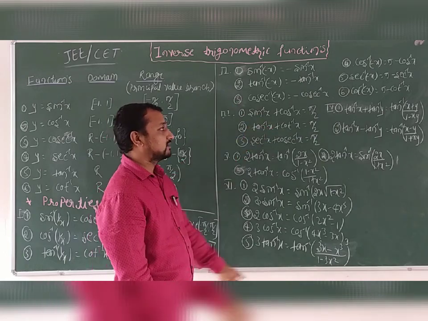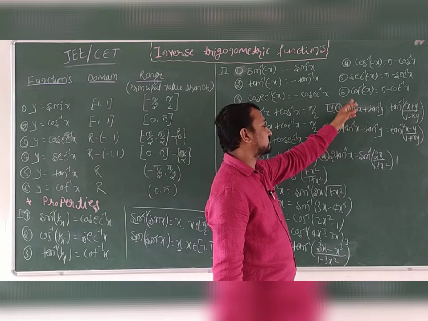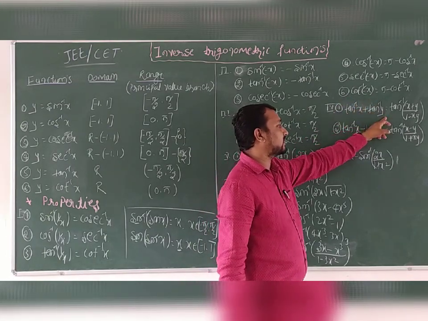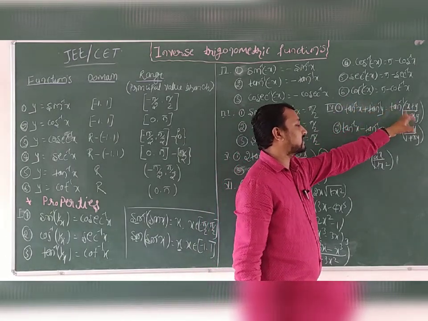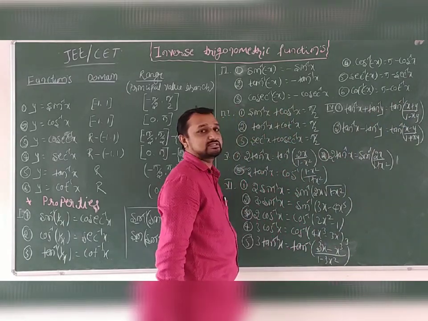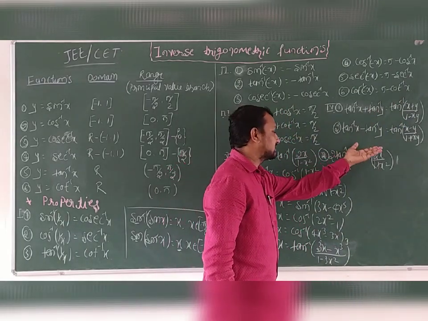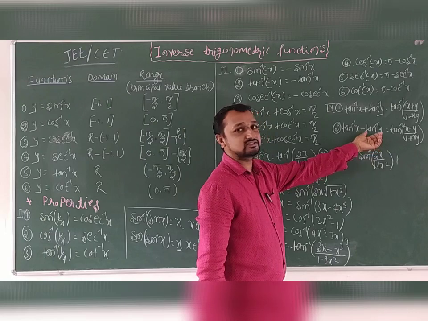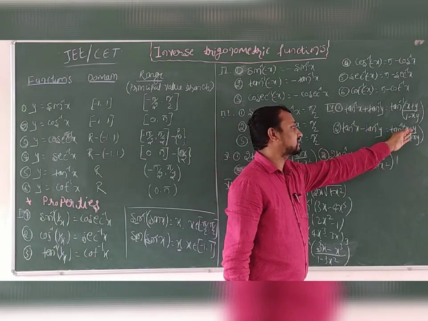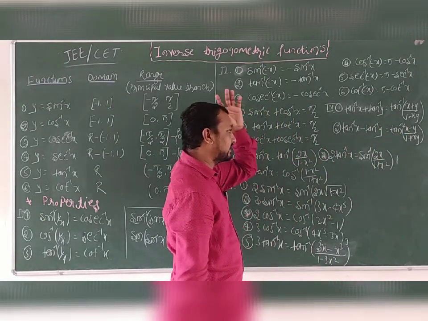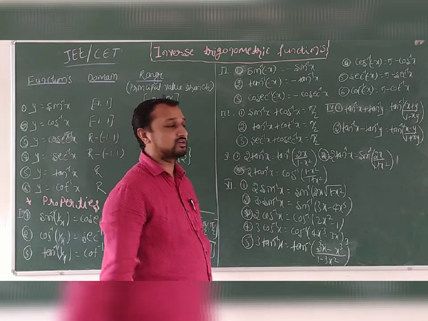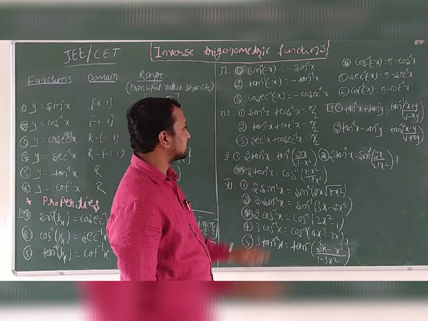Okay, so here this is also an important property: tan inverse of x plus tan inverse of y equals tan inverse of x plus y divided by 1 minus x into y. Similarly, tan inverse of x minus tan inverse of y: instead of plus, you can take minus, equals tan inverse of x minus y divided by 1 plus x into y. Okay, so these are the properties.